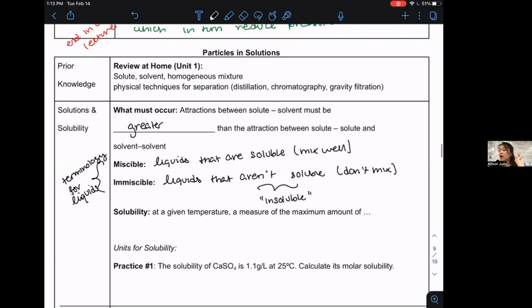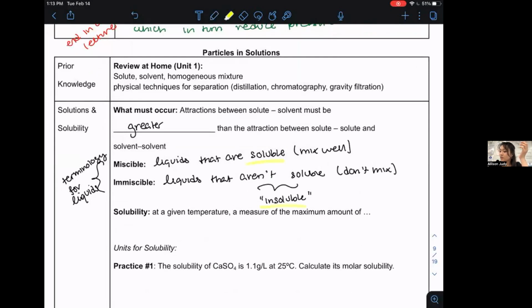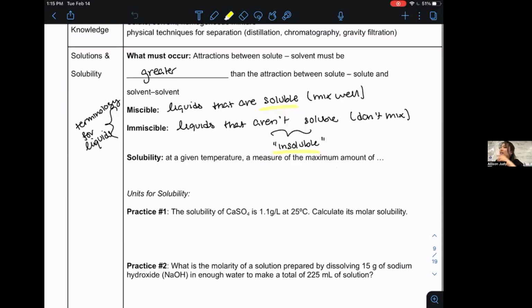Okay. But of course, the word soluble and insoluble applies to anything, right? So this brings us now to the topic of how we measure how soluble something is. Because honestly, simply saying something is soluble or insoluble is very, very vague. We need to actually quantify it. So we talk about it in terms of solubility.